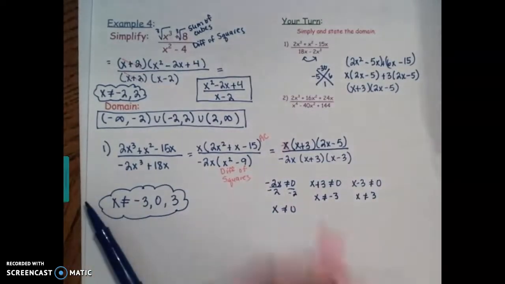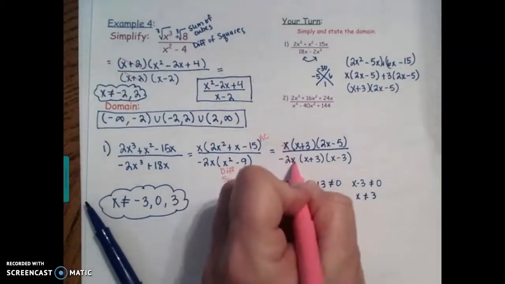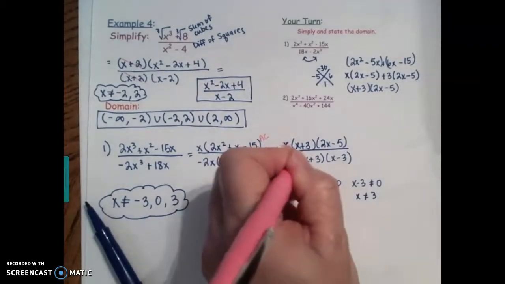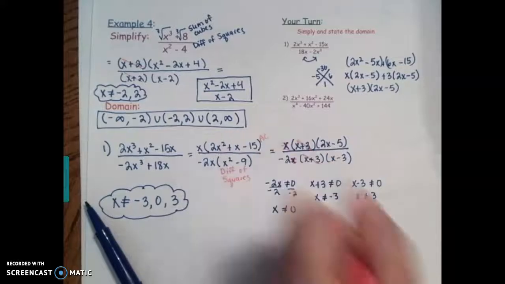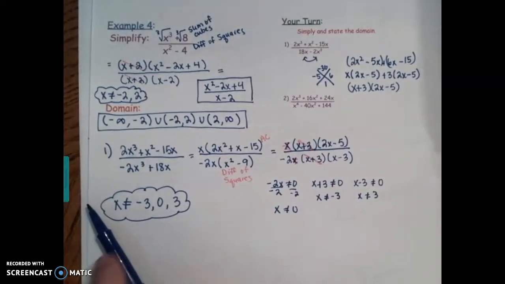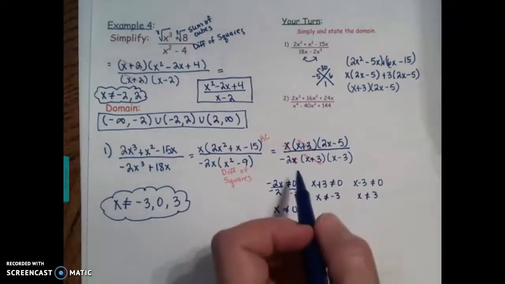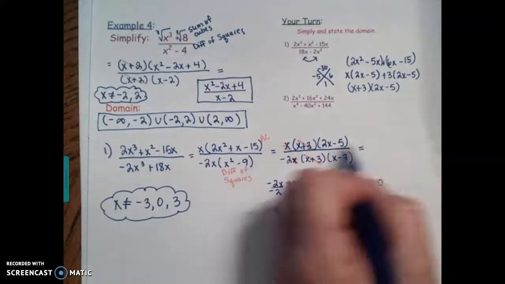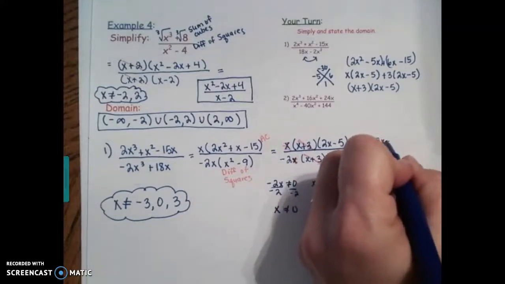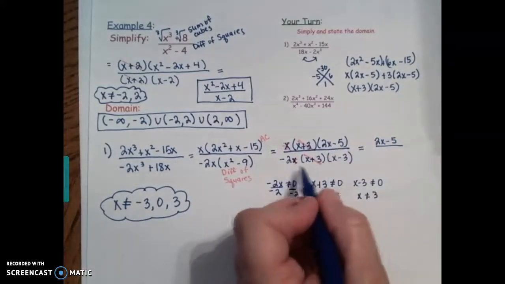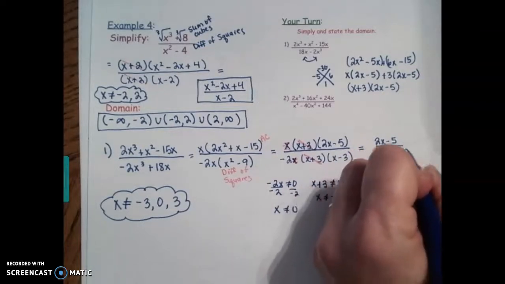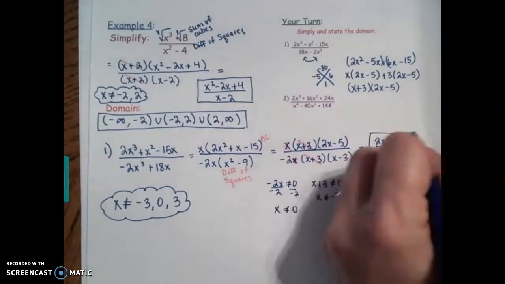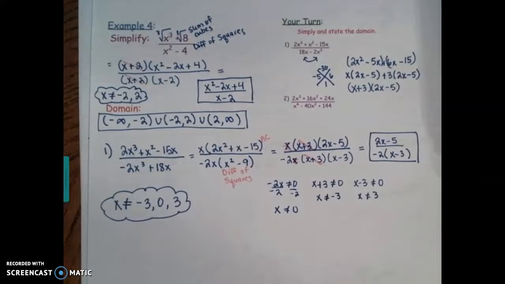Now let's go back to crossing out our common factors. So those 2 x's would go away. This x plus 3 and this x plus 3 we could cancel out. So then in our numerator we have 2x minus 5, and then in the denominator we have negative 2 times x minus 3. And we can just stop with it there because there's nothing else we can cancel out.